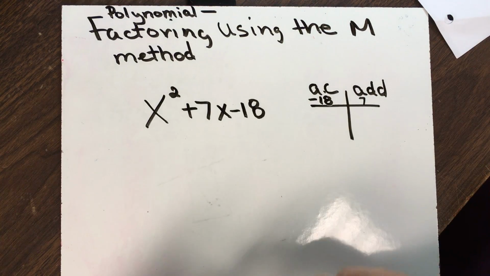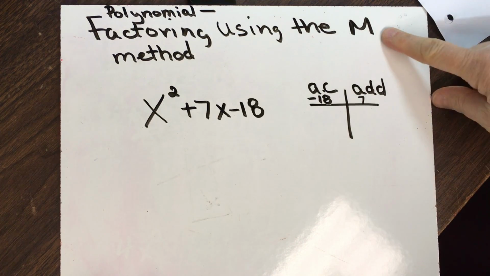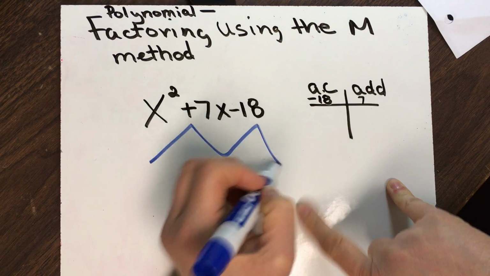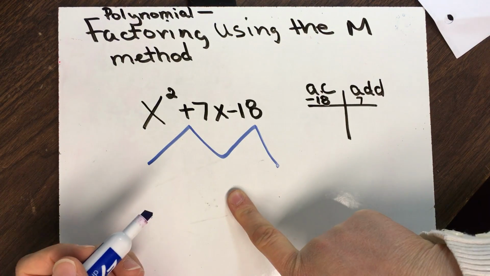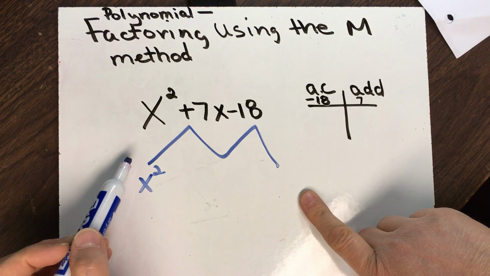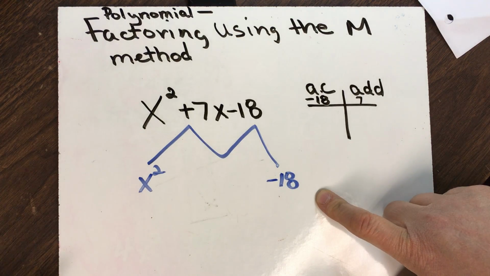All right, this time when we're factoring a polynomial, we are going to be using the M method. So the M method looks like this. It looks like an M. That's why they call it the M method. So in this case, you bring down your x squared and you bring down your 18.